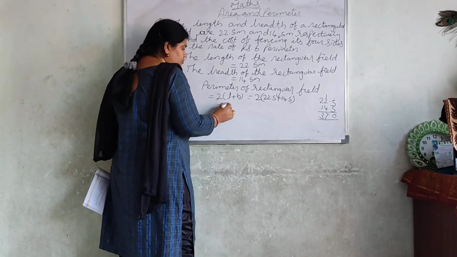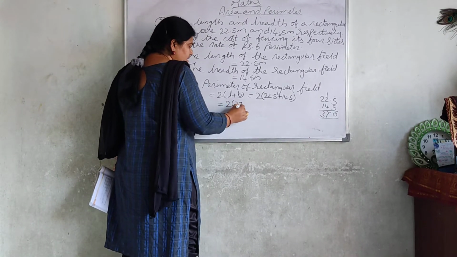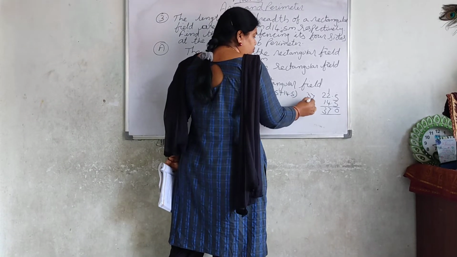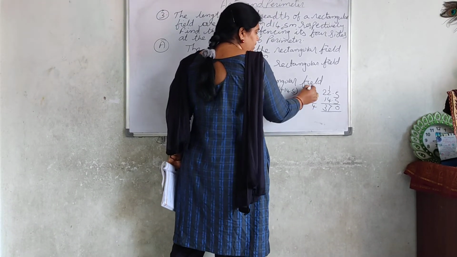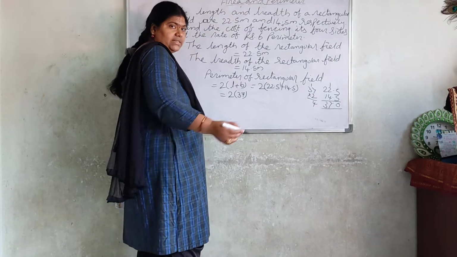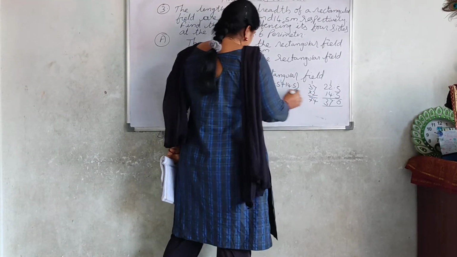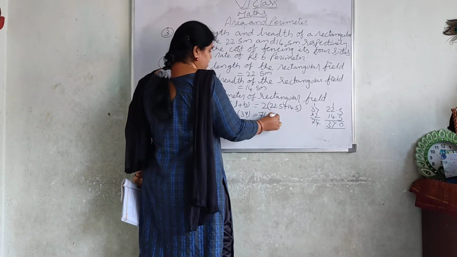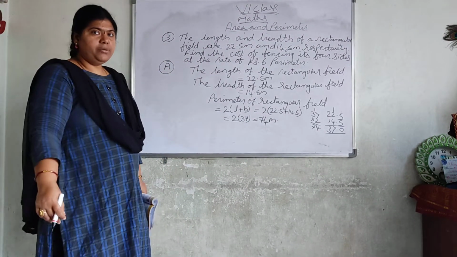That is equal to 2 into 37. Now multiply 37 into 2. 2 sevens are 14, carry 1. 2 threes are 6. 6 plus 1, 7. So that is equal to 74 meters. 74 meters is the perimeter.